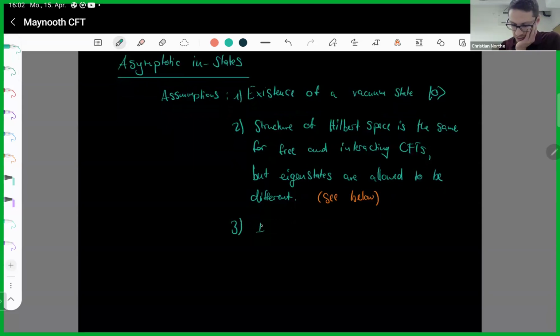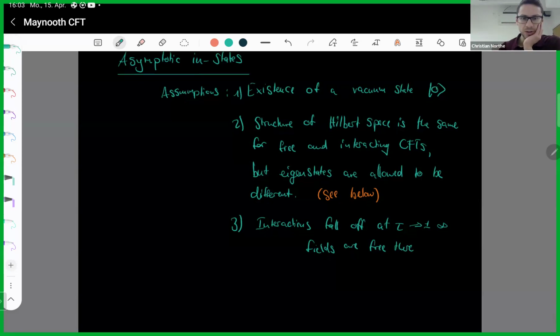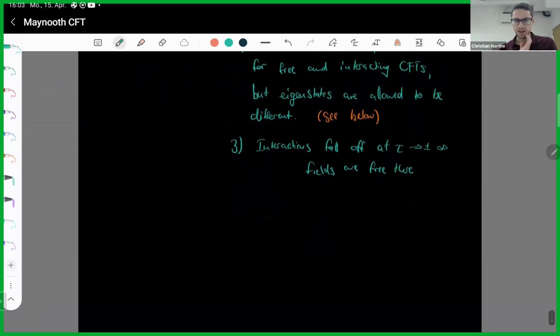So, and then interactions fall off at infinity, as tau goes to plus minus infinity. That means fields are free there. But that's just an assumption for the construction that I'm going to make now.